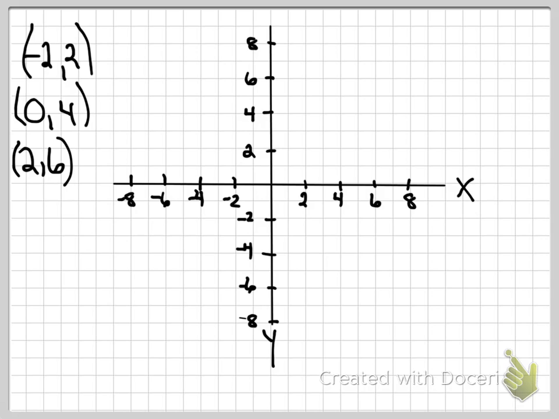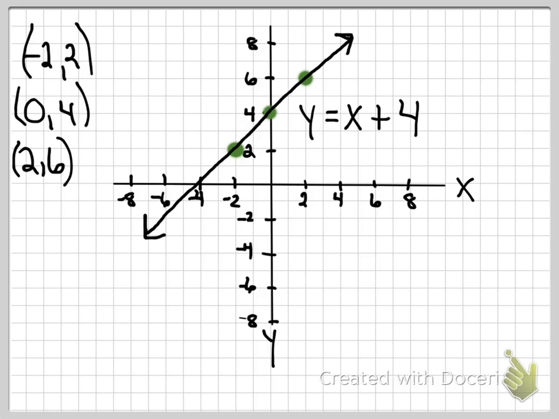So we got -2, 2, 0, 4, 2, 6, and now we're going to plot those points. Plot those points on our graph and draw a line through each point, a straight line. And then the last thing we do is we label the function rule associated with the graph. And that is how you graph a function.